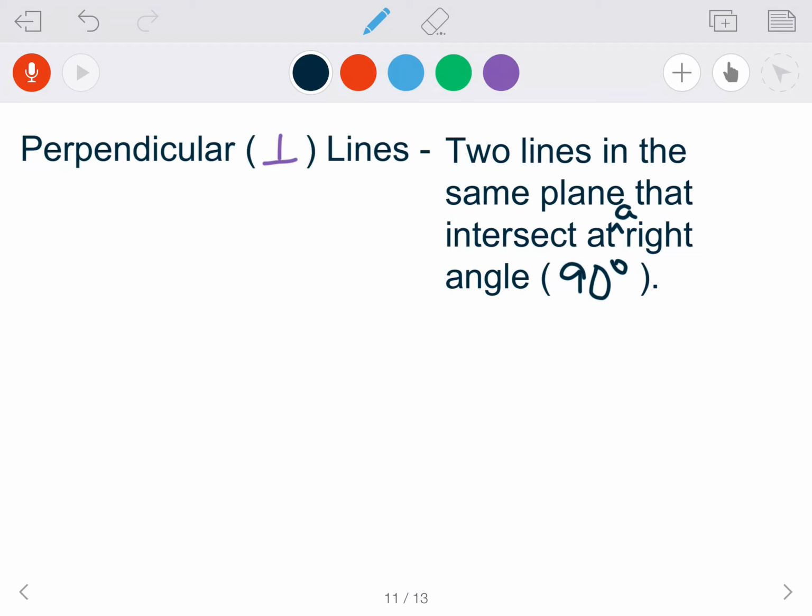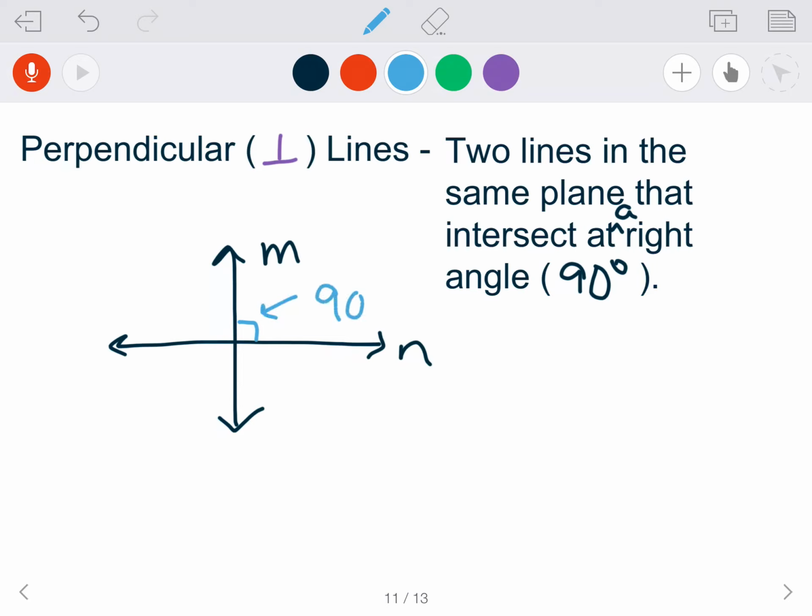So if we were to draw a picture, I'll call this line M, and I'll call this line N. These two intersect right here. On any side, this side, this side, this side, or this side, doesn't matter. I prefer to write the symbol in the upper right, but that little square right there means that the angle measures 90 degrees. You don't have to write 90 degrees, you don't have to write the arrow, it's just the square. That's what you will see.